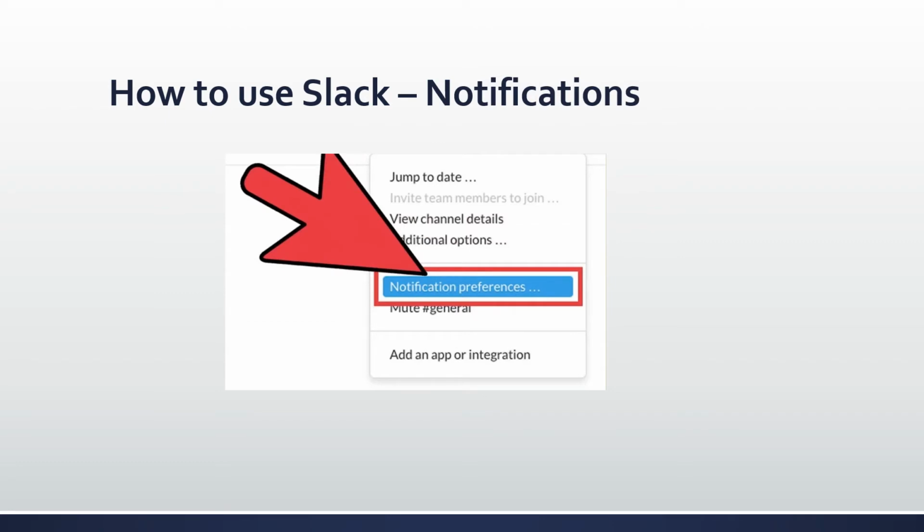For notifications, if you want to adjust your notifications for a channel, say if you want to know every single time somebody sends you a direct message, you want to hear a ping, you want to hear noise, for instance, then what you would do is click on the gear icon in the upper right-hand side and select Notification Preferences, which is what you see here. And once you select this, you select the option that you prefer.